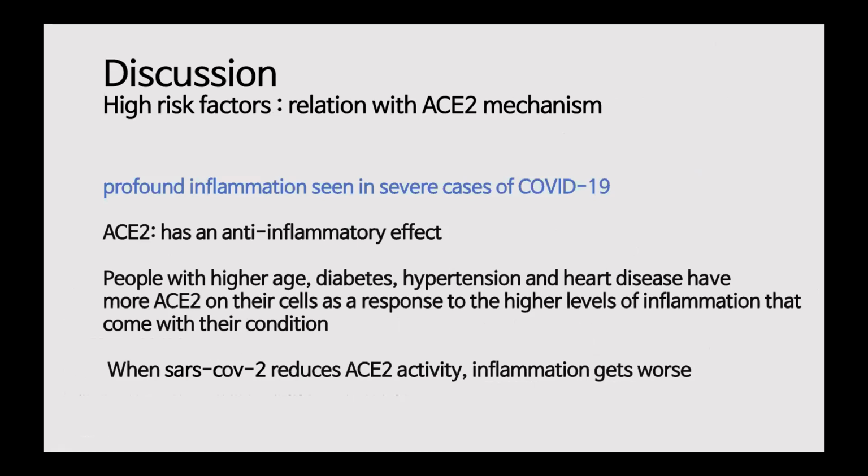So this means that people who are old and have diabetes and hypertension have more ACE2 in their cells because they are prone to have more inflammation in their body. And to suppress that, we need ACE2. So when SARS-CoV-2 goes into our body and kills this ACE2, our inflammation is going to get worse.